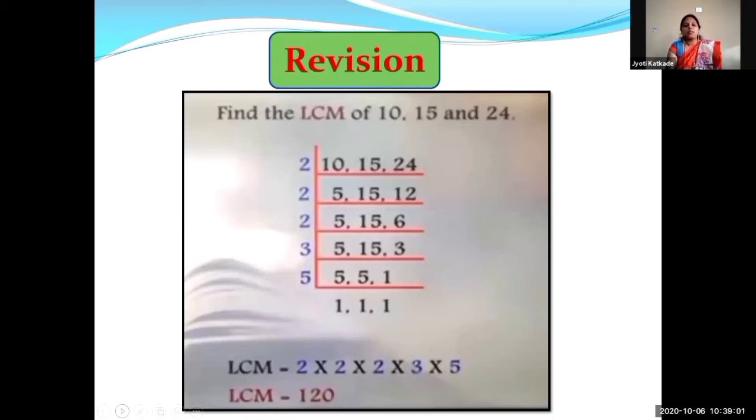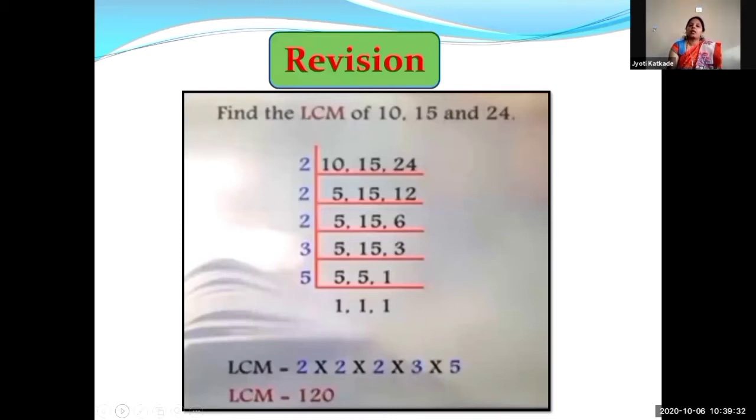Now 5 and 5 are not divisible by 3, so find the next lowest prime factor, that is 5. Now divide 5 by the number 5. We get 5 ones are 5, 5 ones are 5, and write 1 as it is. Now when there is 1, 1, 1, stop the process of division.